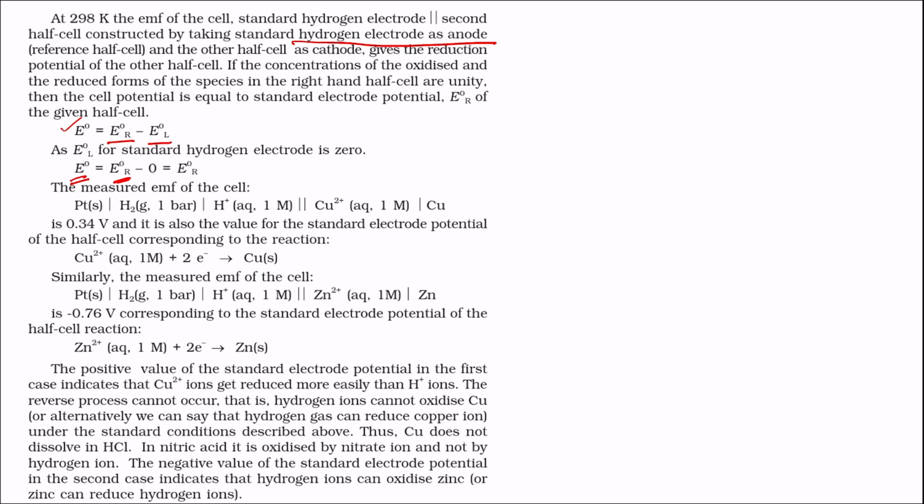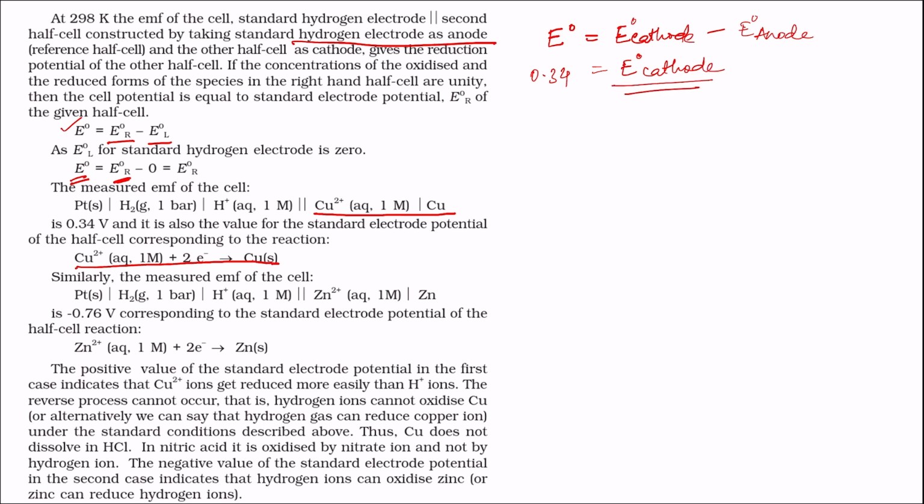For example, when a copper electrode is connected with the standard hydrogen electrode, hydrogen is acting as anode, copper electrode is acting as cathode. This is the cell reaction taking place. So EMF of the cell or cell potential is equal to E cathode minus E anode. Now standard reduction potential of hydrogen is 0. So EMF of the cell is 0.34, and this is equal to the standard electrode potential of the cathode. So standard electrode potential of copper electrode will be equal to 0.34 volt.